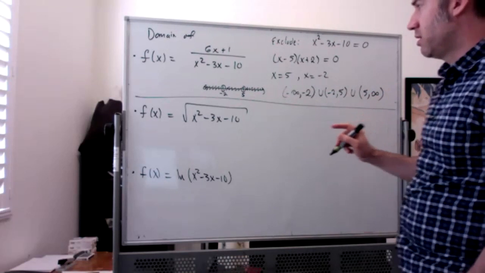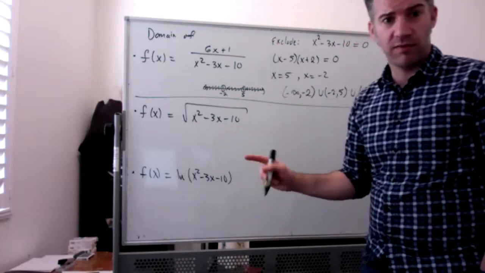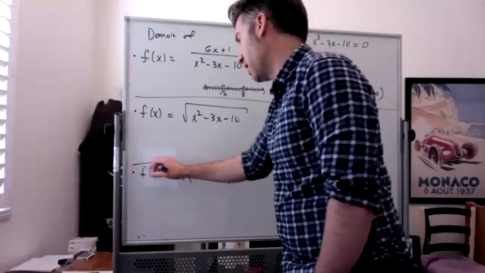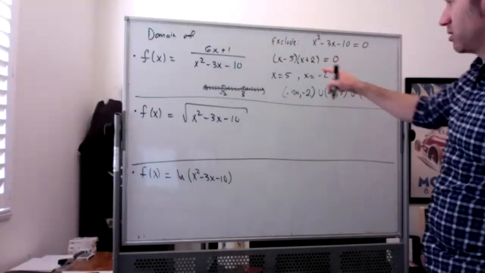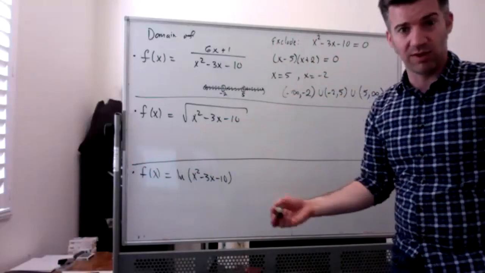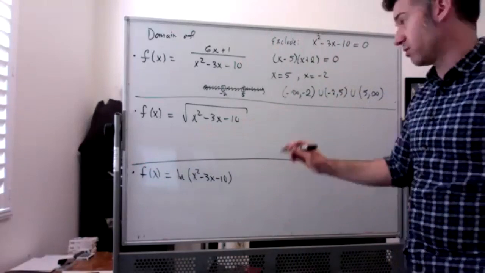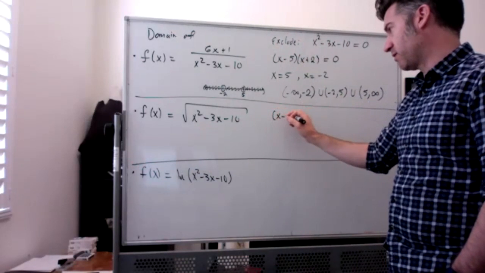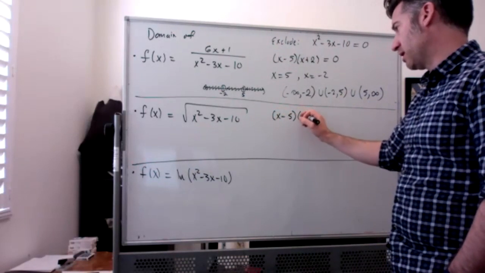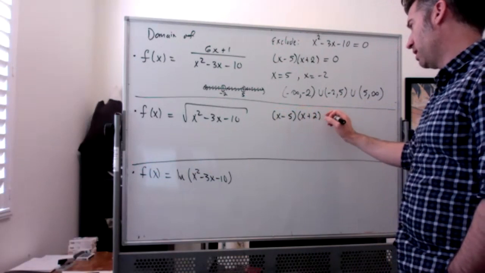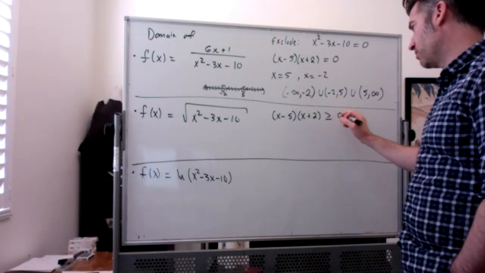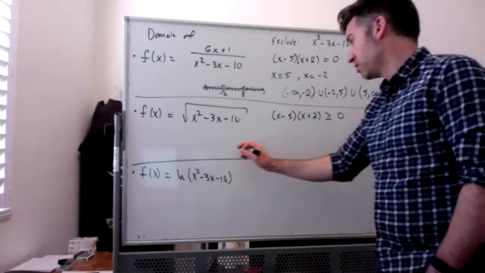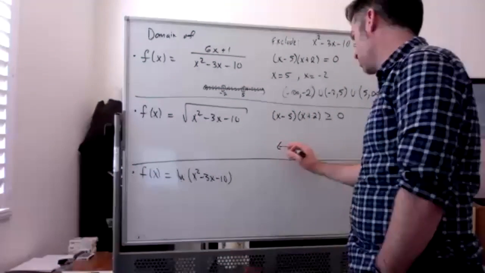On the other hand, let's try this one. So for this one, it's going to be the same sort of thing, except instead of setting the insides of this equal to 0, we're going to say the insides have to be greater than or equal to 0. I'm going to go ahead and factor it right away. So we're going to say that x minus 5 times x plus 2 has to be greater than or equal to 0. This is where it's really actually vital to use the number line. So let's do it over here.